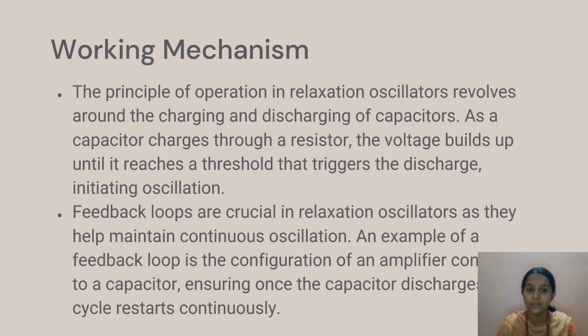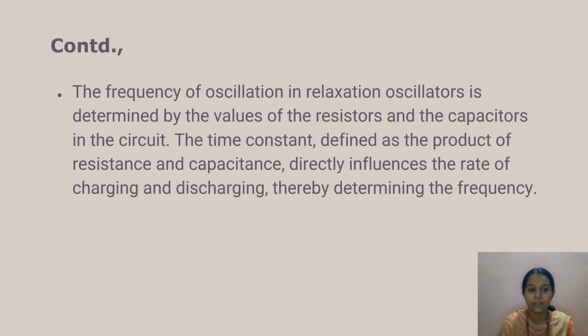Feedback loops are crucial in relaxation oscillators as they help maintain continuous oscillation. The frequency of the oscillation in relaxation oscillators is determined by the value of the resistors and the capacitors in the circuit. The time constant, defined as the product of the resistance and capacitance, directly influences the rate of charging and discharging, thereby determining the frequency.